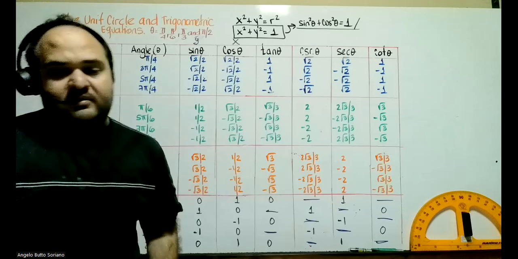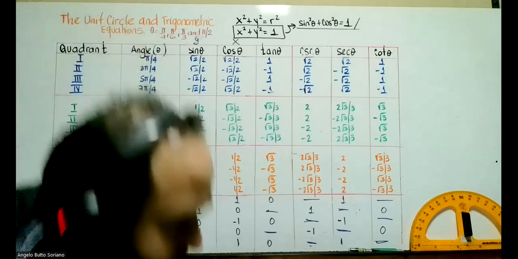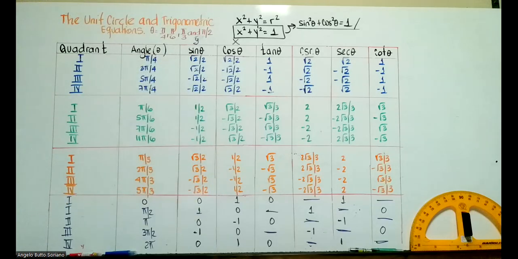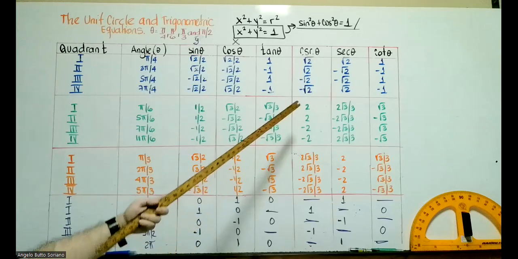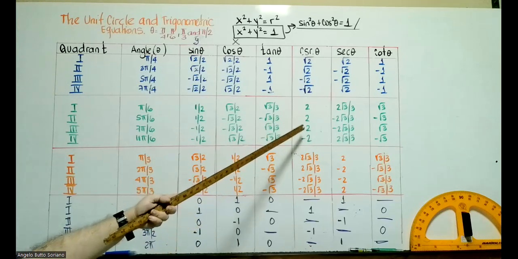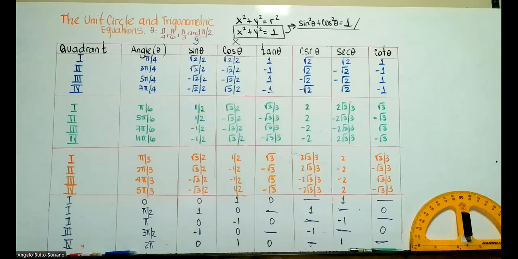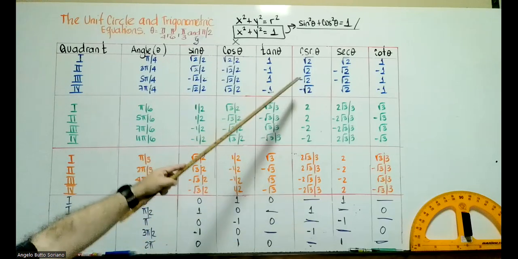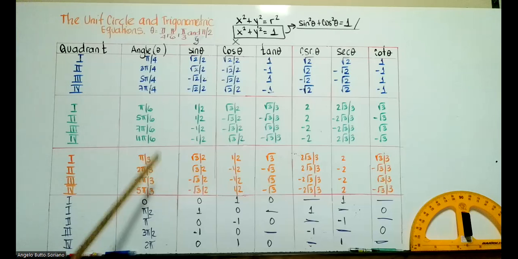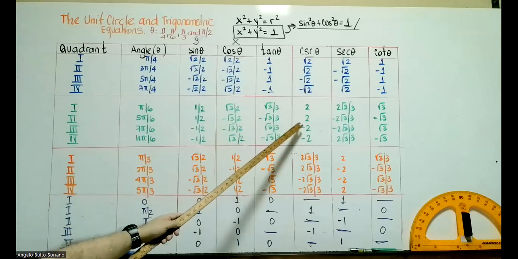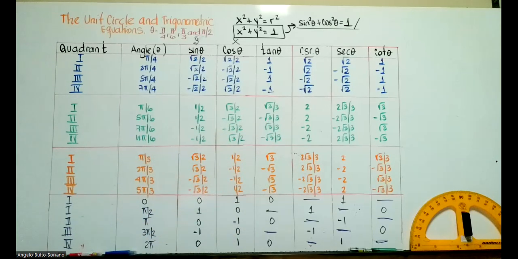For example, let me show you one singular demonstration. If you really want to know what will be the value of the secant of 7 pi over 6, well, actually, according to this table, the cosecant of 7 pi over 6 is negative 2, right? Well, if you really want to prove that using the calculator, well, simple. I'm going to provide a demonstration.